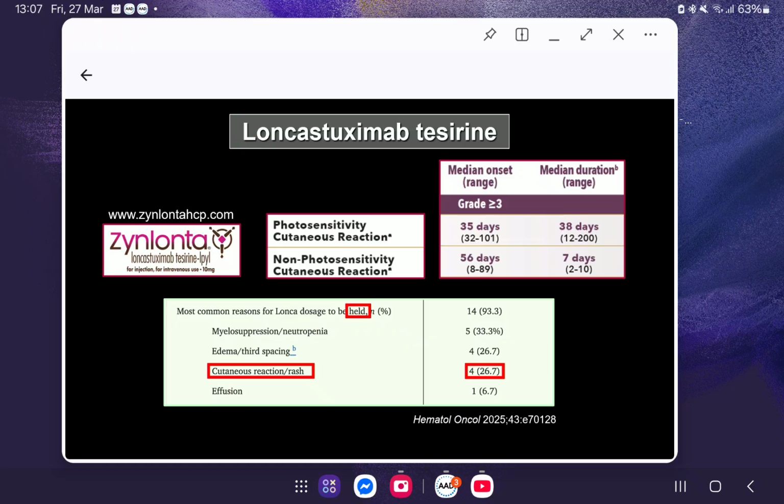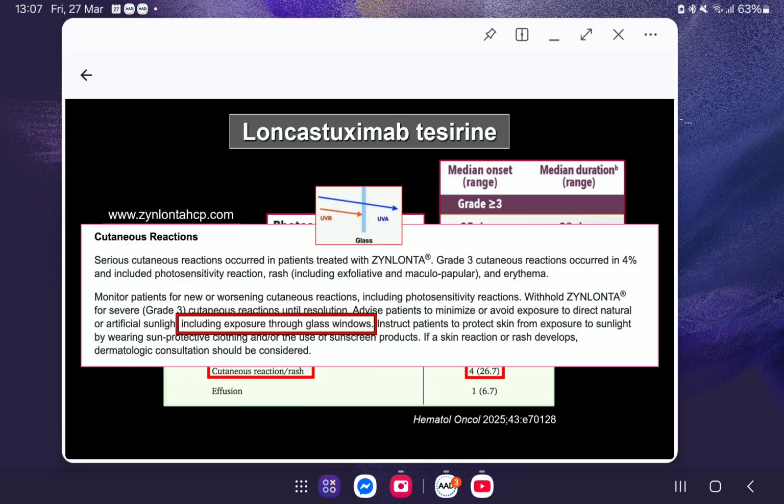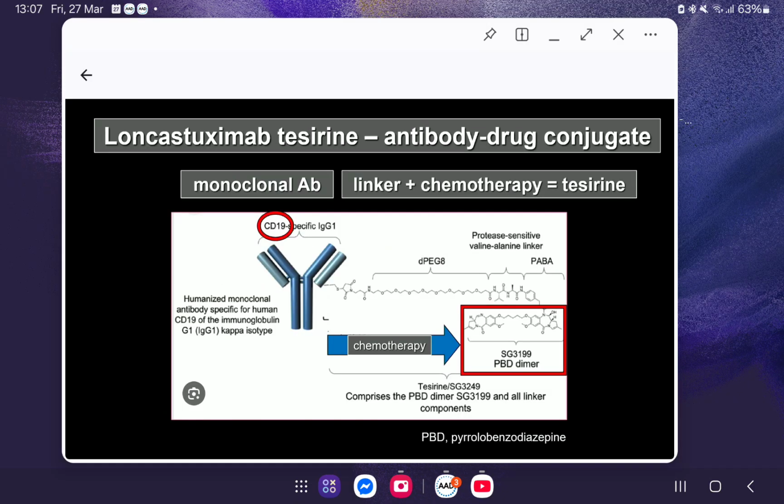And it is a fairly common reason for a drug holiday for patients. And as you know, when a patient is getting an anti-neoplastic drug, a drug holiday has psychological consequences, if not biological as well. Tends to be longer lasting than the other reactions one sees. In addition, you'll see that it can go through glass, showing us that it's UVA.